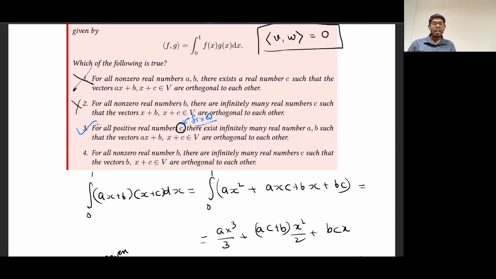Okay, and now for all non-zero real numbers B, there are infinitely many real numbers C so that the vector (B, x plus C) is in V. You can check that. It's a similar calculation, so I'll leave it to you to check. This is not correct.